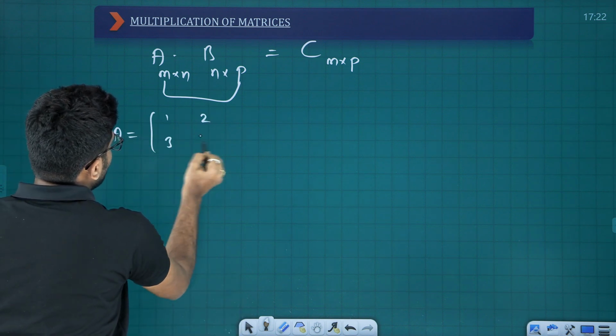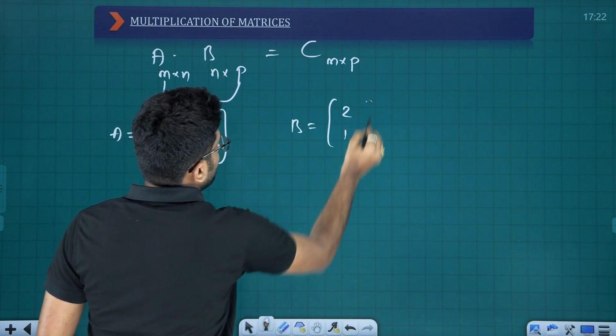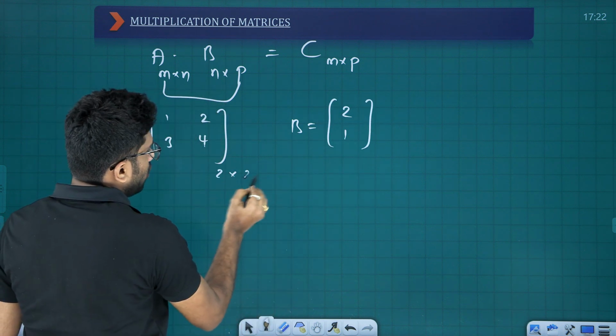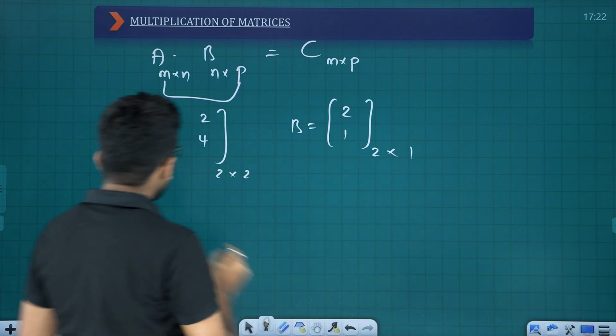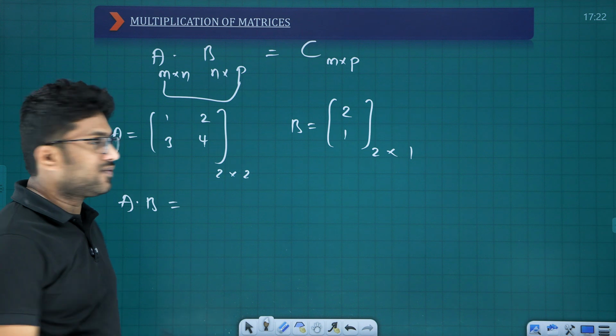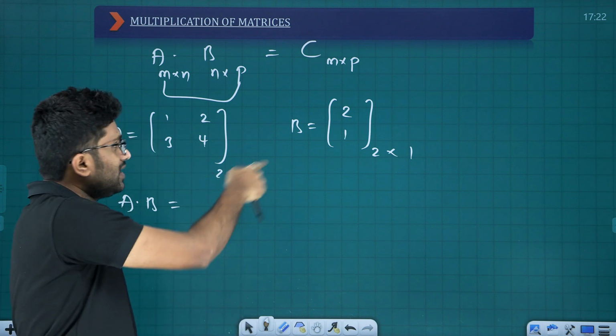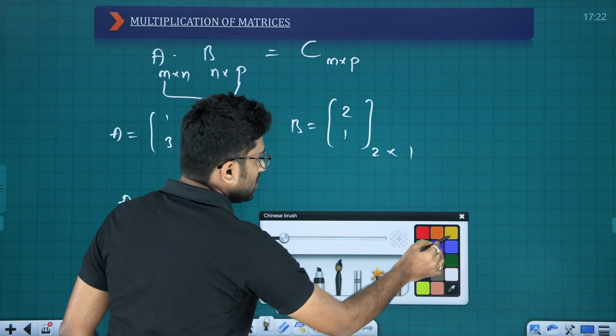A is equal to [1, 2; 3, 4] and B is equal to [2; 1]. See now, this is a matrix of order 2 by 2, whereas B is a matrix of order 2 by 1. Now when you multiply A and B, can we multiply A and B? Yes, of course, because the number of columns in A is equal to the number of rows in B.